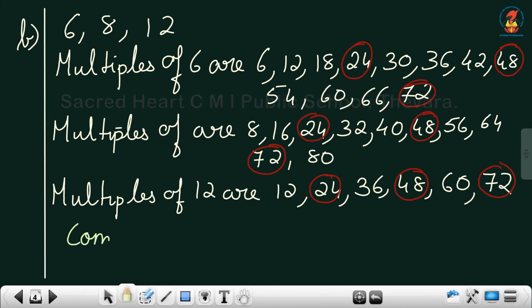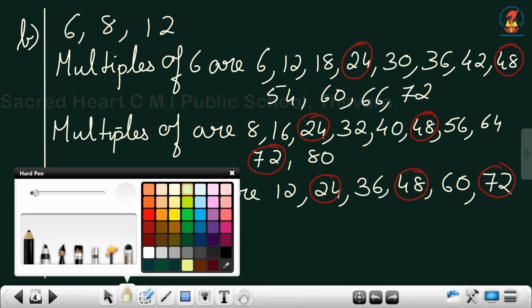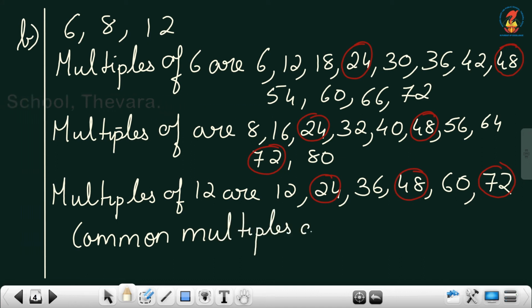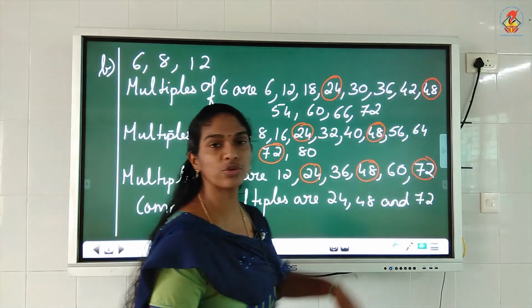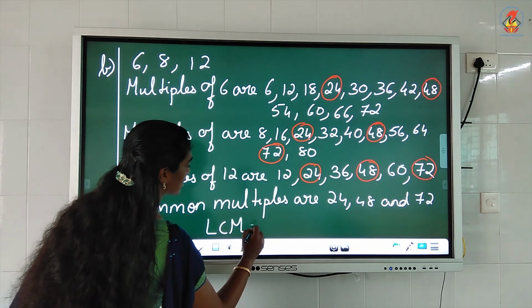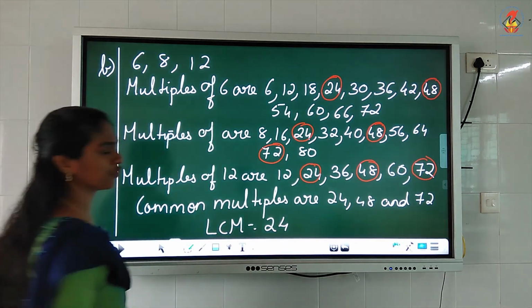Common multiples are 24, 48 and 72. And you can see this is the table of 24. 24 into 1, 24, 24 into 2, 48, 24 into 3, 72. Okay, children. So what is the LCM? LCM will be equal to 24.